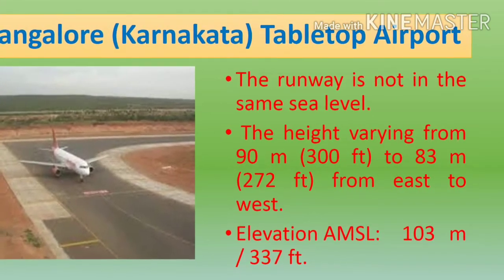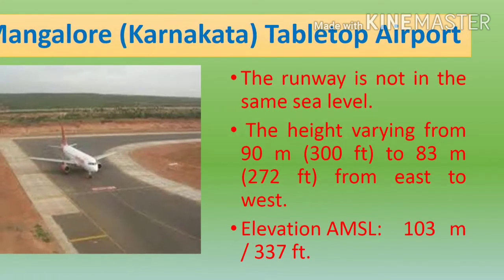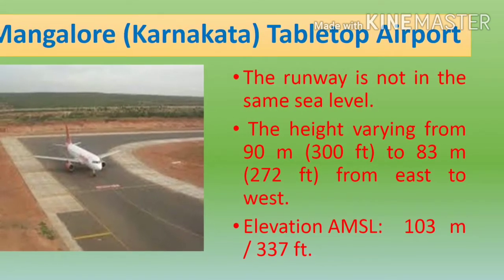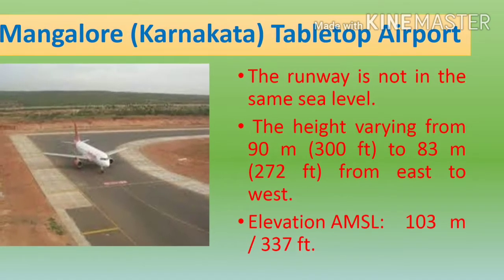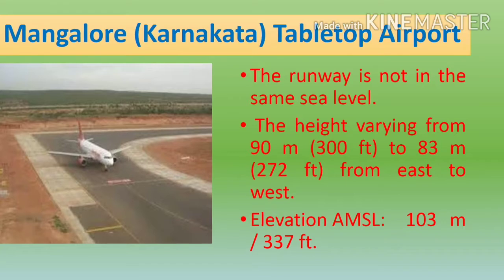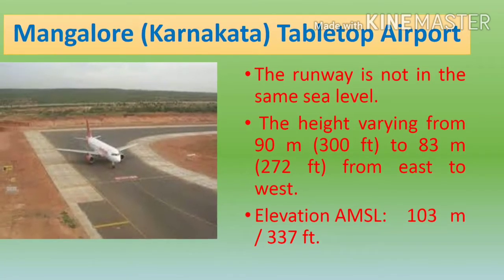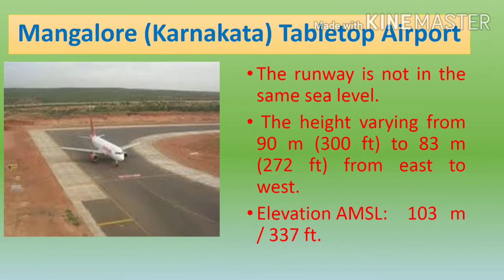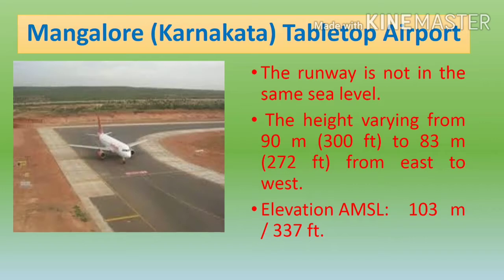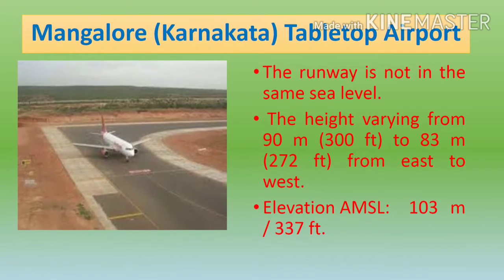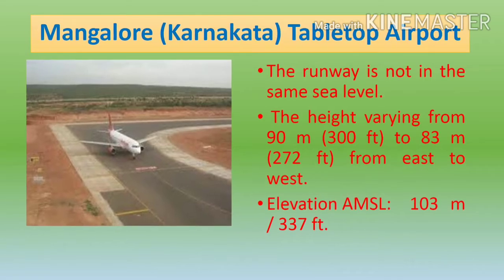Mangalore tabletop airport, which is located in Karnataka state. Here the runway is not at the same level. The height varies from 90 meters, that is approximately 300 feet, to 83 meters, approximately 272 feet, from east to west. The elevation above the mean sea level is 103 meters, that is approximately 337 feet above the mean sea level. So just imagine that.